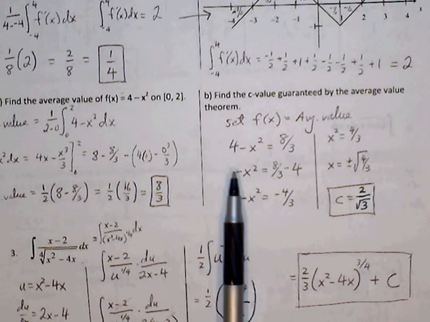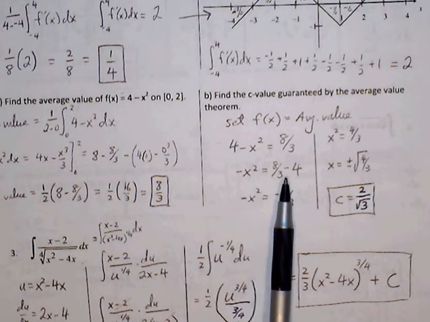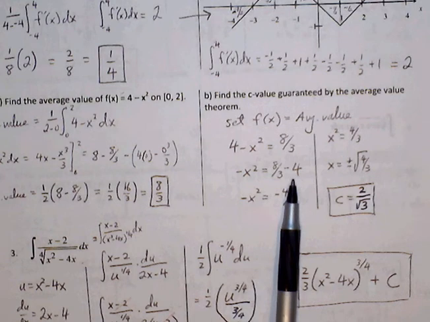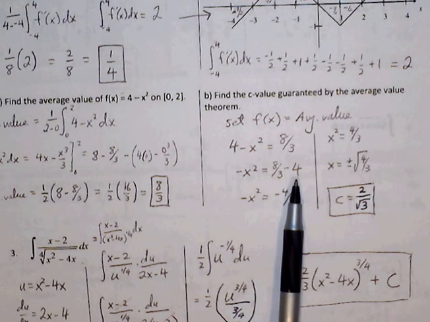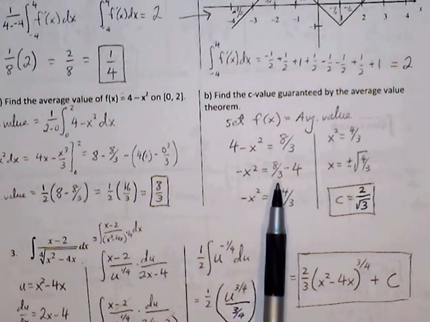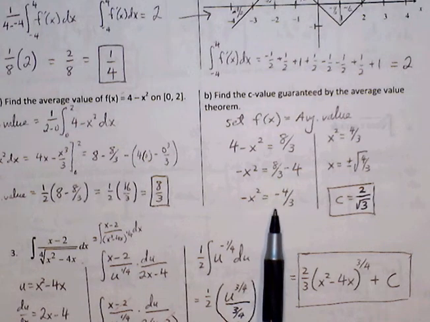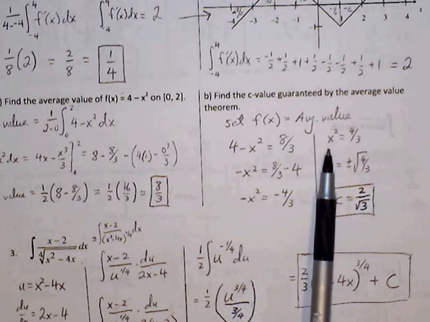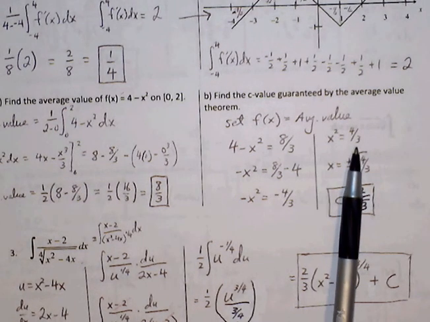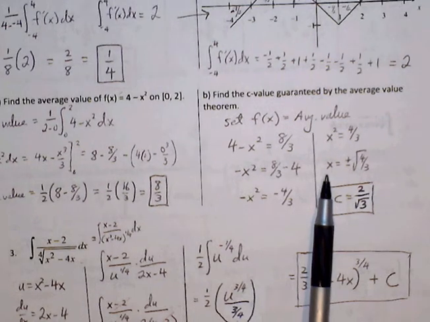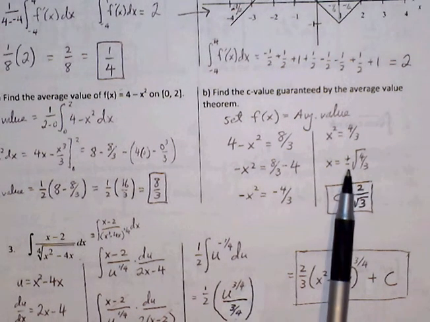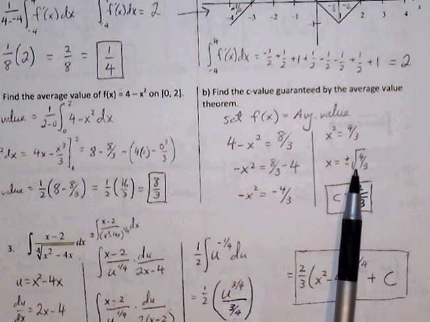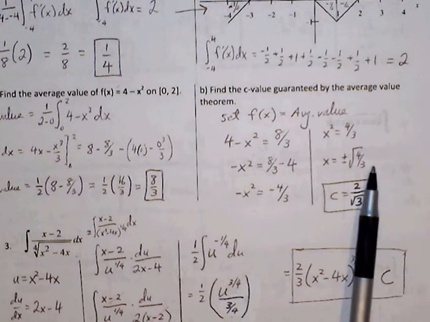-x squared equals 8/3 minus 4. Find a common denominator. 8/3 minus 12 thirds will give us negative 4 thirds. Okay. We can divide negative 1 from both sides of the equation. So we get x squared equals positive 4 over 3. Take the square root of both sides. x equals plus or minus square root of 4 over 3. And so this reduces to be plus or minus 2 over root 3.